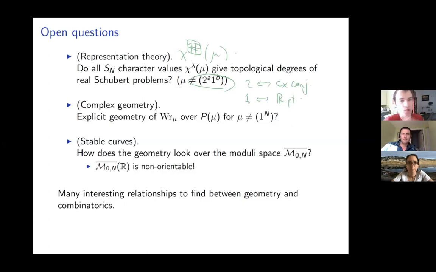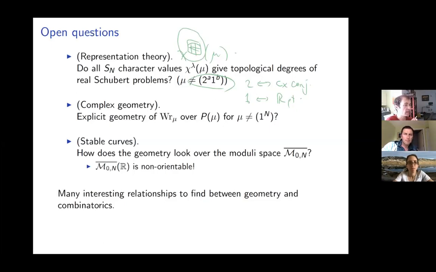So there is a generalization of this problem to allow one or two extra Schubert conditions that are not codimension 1, and so you can get other characters. You can replace this by a different shape, but we still only really know how to make sense of those conjugacy classes. So anyway, there are all these other character values. It would be interesting to see if they occur as topological degrees of some part of the Wronski map's geometry.